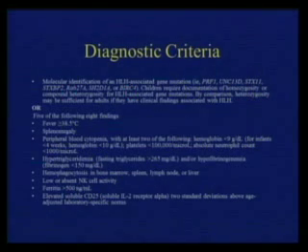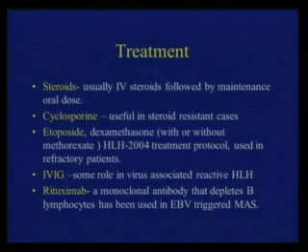So any very sick patient with persistent fevers, with multi-organ dysfunction, look at these 8 criteria, and if you can get 5 in that patient, you are dealing with a patient with secondary HLH. That's bad news. That patient needs to be treated soon. How do you treat them? You treat them with IV steroid.